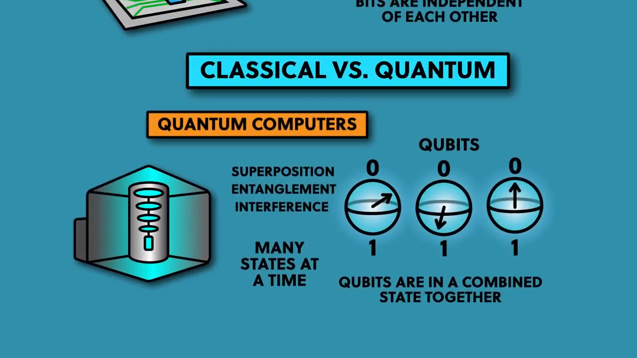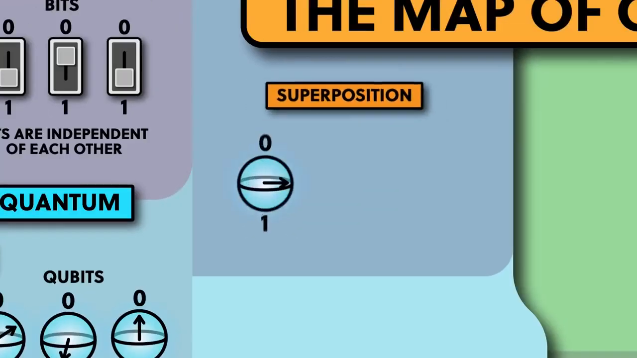For a useful visualization, you can think of them as an arrow pointing in 3D space. If they point up, they're in the 0 state, and if they point down, they're in the 1 state, just like a classical bit. But they also have the option to be in a thing called a superposition state, which is when the arrow points in any other direction. This superposition state is a combination state of 0 and 1.